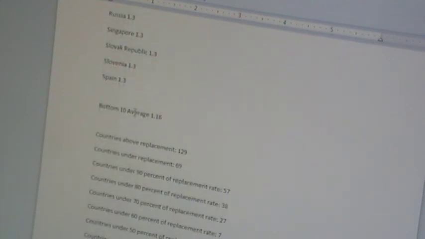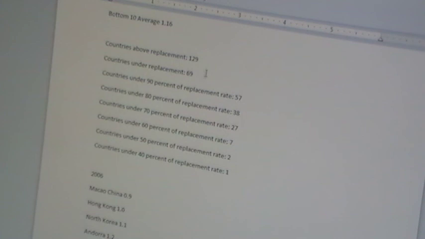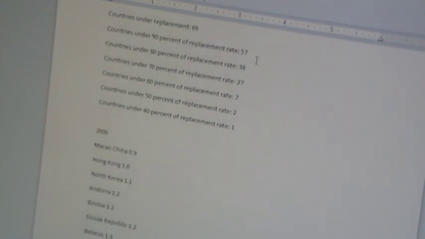Hungary, Italy, Japan, again, is on the 1.3 thing. Like I said, though, their immigration policy is low. But that's self-enforced. If they wanted to, they could have a very liberal immigration policy, and you wouldn't have this problem. Lithuania, Romania, Russia, Singapore, Slovak Republic, Spain. The bottom 10 average is 1.16. Replacement, 129, 69. That's remaining solid. 90%, boom, boom, boom.